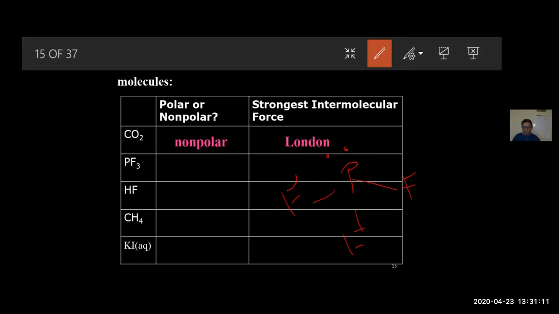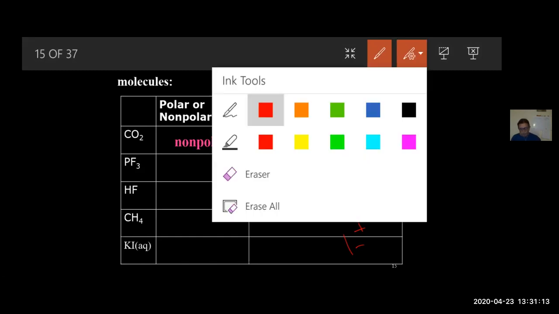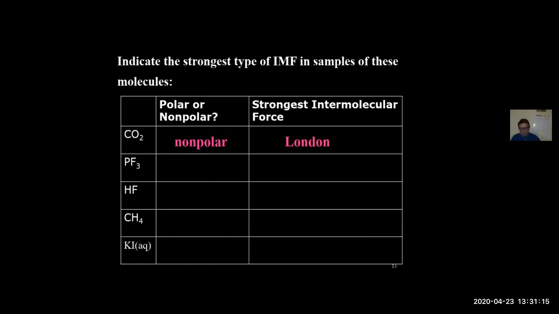Water is very, very polar, okay? So that being the case, PF3, phosphorus trifluoride, is polar. Next thing you ask, there's no hydrogen involved here. It's just fluoride and phosphorus. So there's nothing to do with hydrogen bridging. So the only option you have is dipole-dipole, okay?